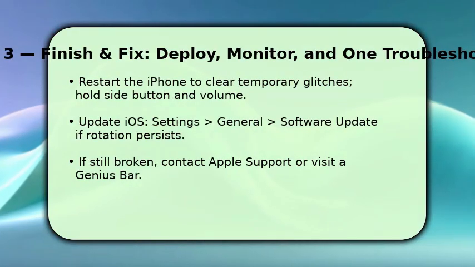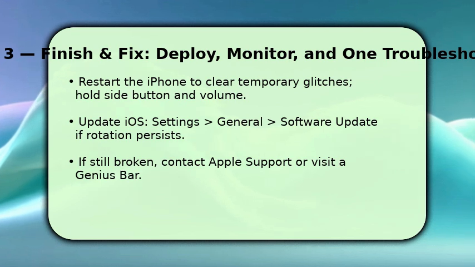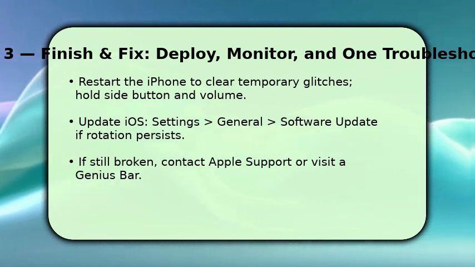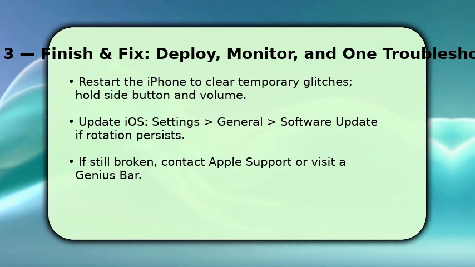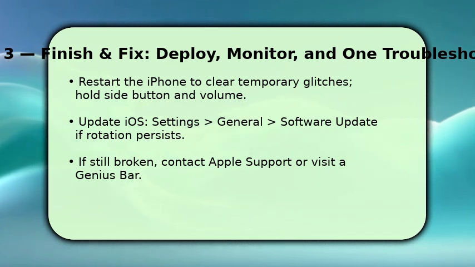Finish by eliminating transient glitches. Restart your iPhone because a reboot often restores sensor function. If rotation still misbehaves, install any pending iOS update. System updates fix many sensor bugs. Make sure to test after each action.